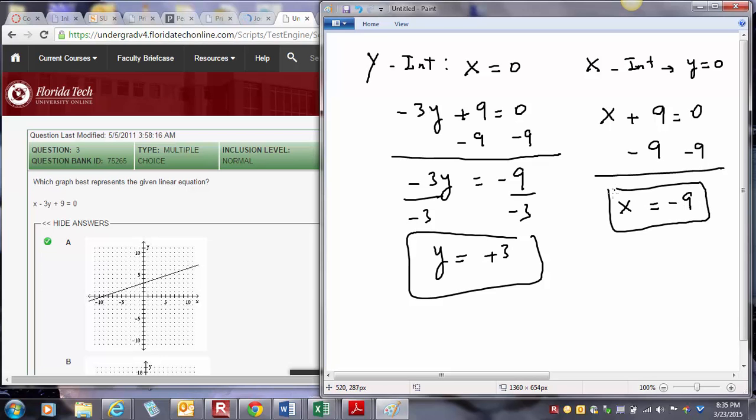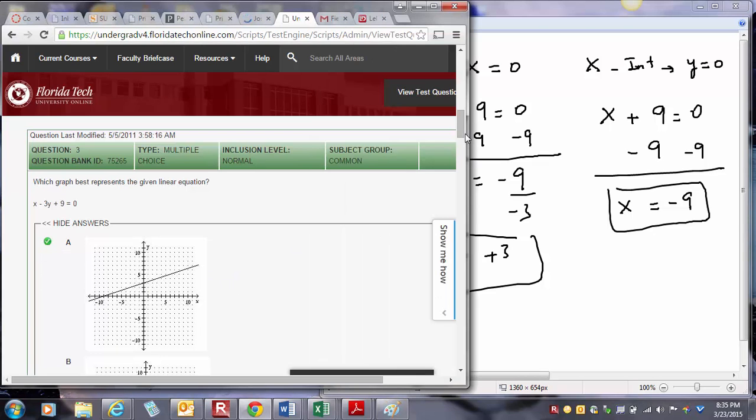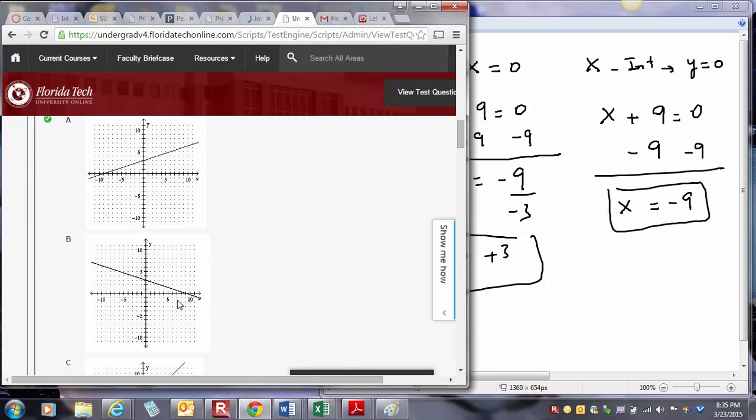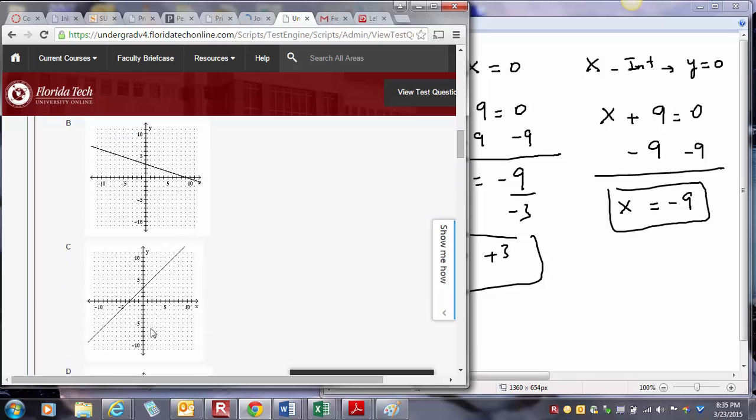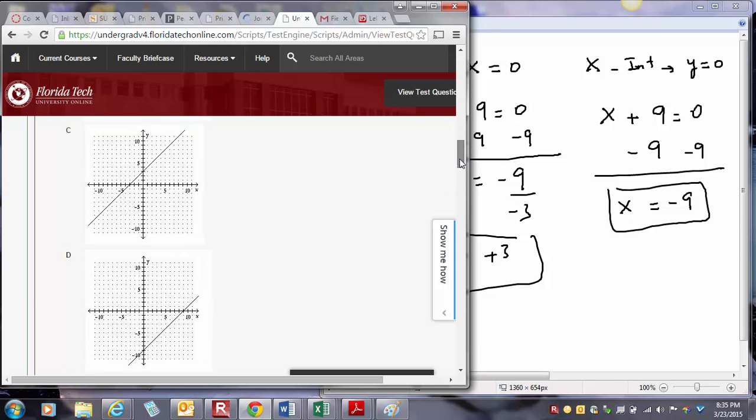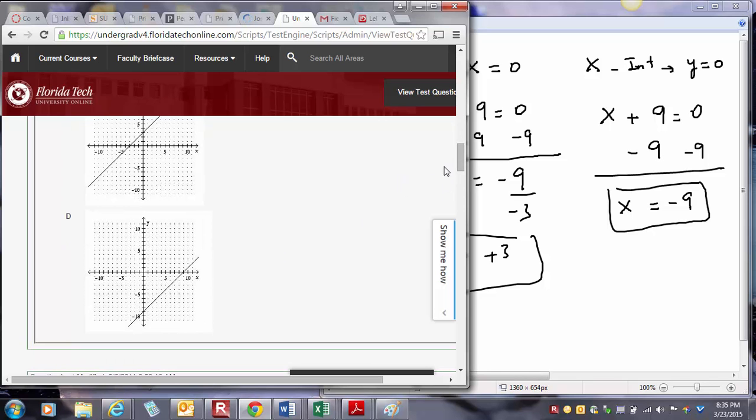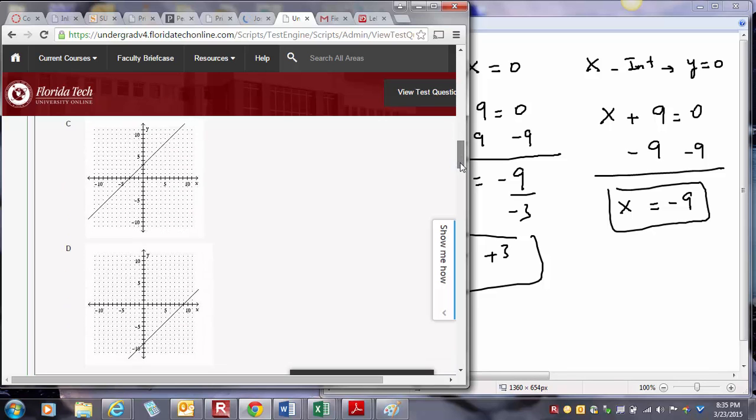So now we have the x-intercept at negative 9 and the y-intercept at plus 3. And notice x is negative 9 and y is plus 3, and that's why A is the correct answer. None of the other answers have x equals negative 9. This one has x equals plus 9. This one has x equals negative 3. And of course the other one, we have already eliminated, number D.